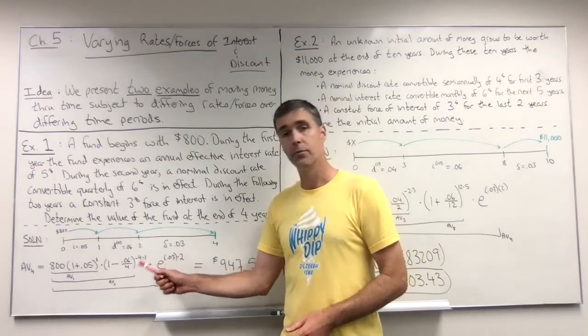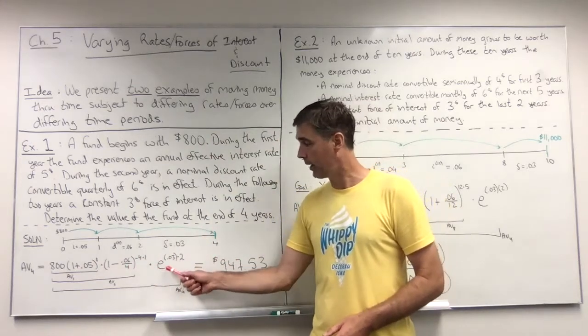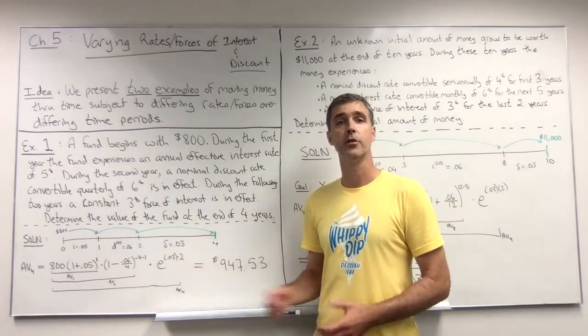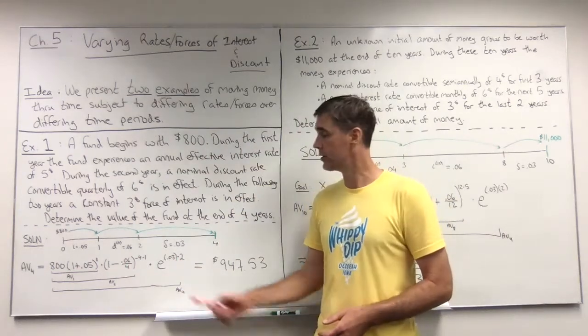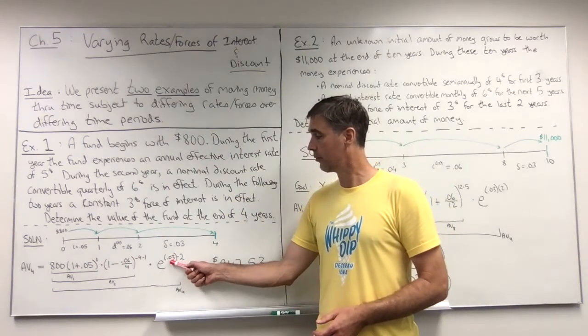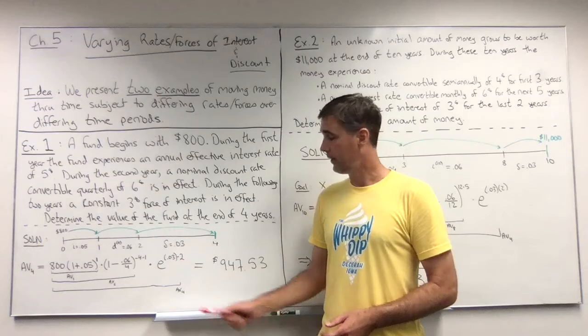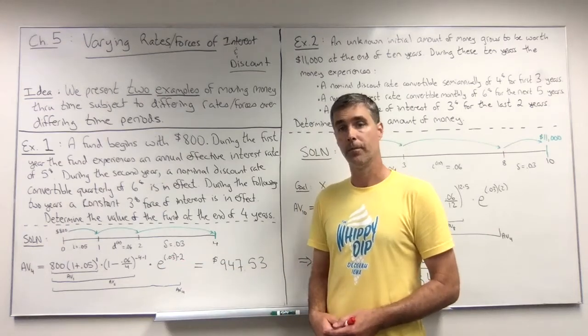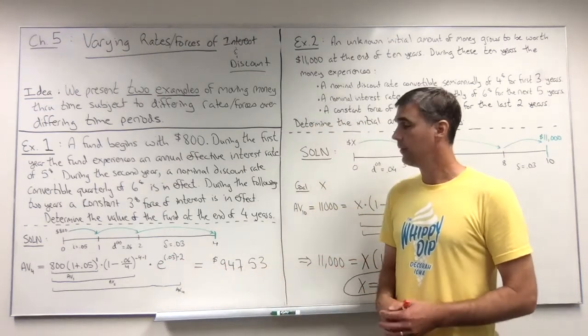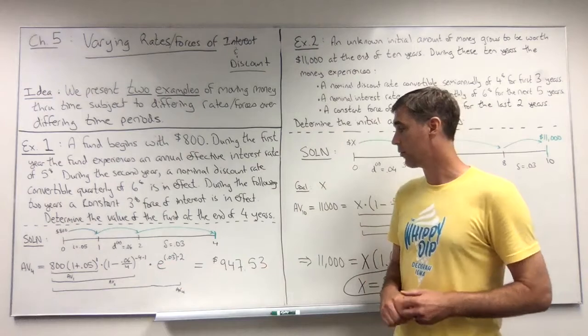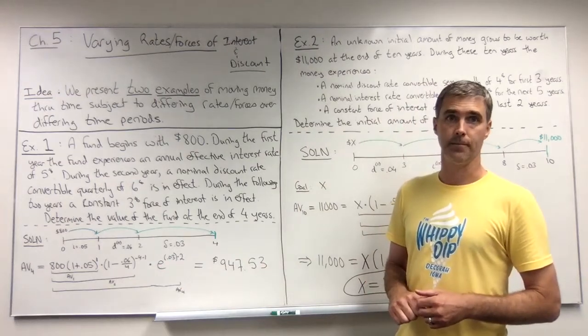And then to get from time 2 to time 4, I'm going to multiply by a constant force of interest factor for 2 years. So e to the 0.03 times 2 years. And that should get me to time 4. Crank this all out on the calculator, and our $800 has grown to $947.53 in this time. Okay.